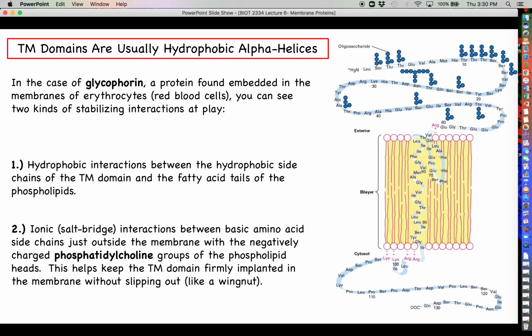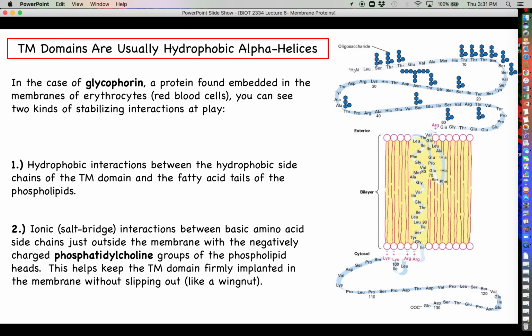If you'll notice, just as the transmembrane domain ends and you start to get into the parts of the protein that are either exposed to the extracellular fluid or exposed to the intracellular fluid, you can see some basic side chains. So on the top side you can see arginine, and on the bottom side you can see a couple of arginines and a couple of lysines. If you'll recall, basic side chains should have a positive electrical charge at a neutral pH value.